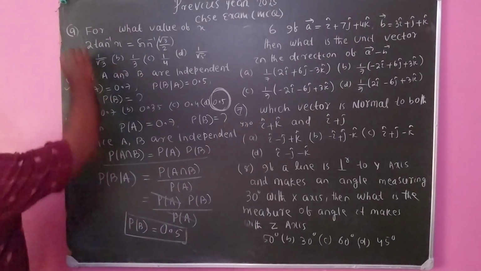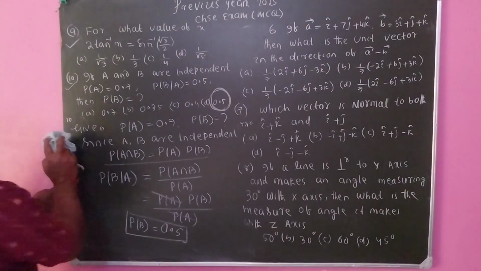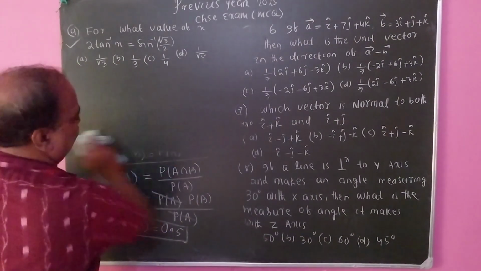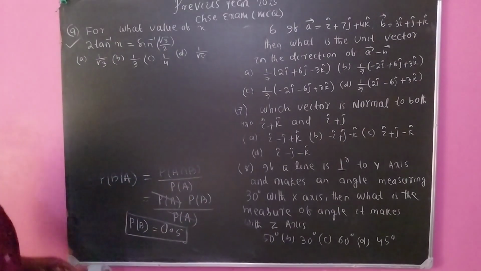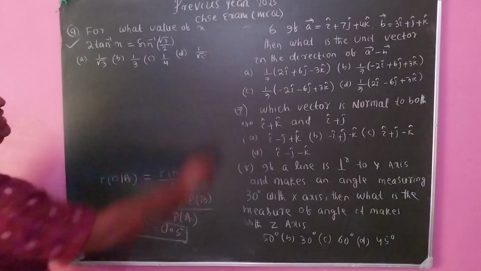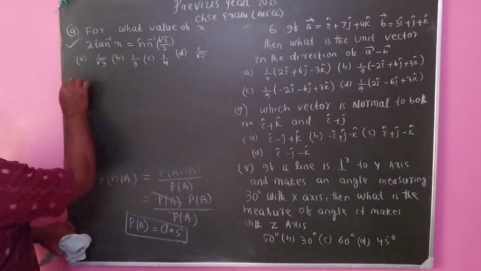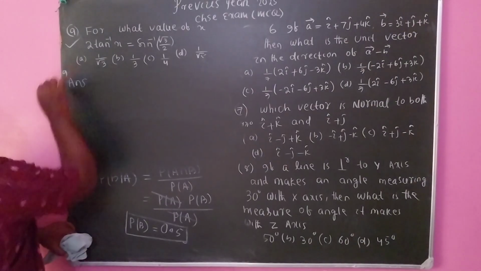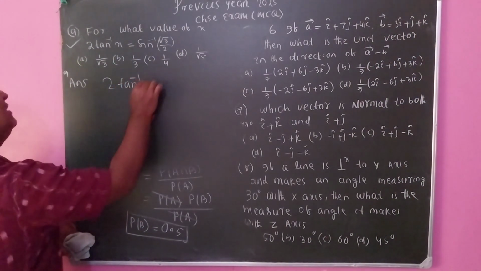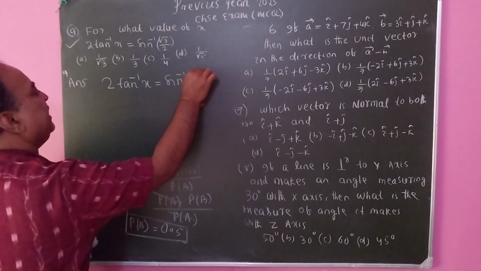Now let us take question number 9. Write down the question number 9. What is the value of x such that 2 tan inverse x is equal to sin inverse root 3 by 2? So write down the answer: 2 tan inverse x is equal to sin inverse root 3 by 2.